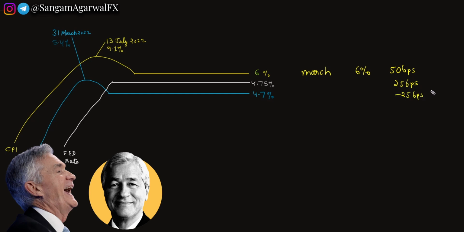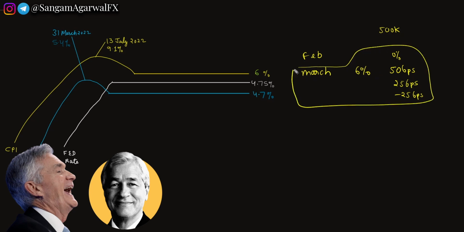rate cut, while in the Feb FOMC meeting, just before that 500k NFP, the same market was expecting 0% rate hike, that means rate pause. And that market pricing for the March FOMC decision from 0% to 50, that was a big change, and from 50 to a 25 basis point rate cut, that was also a big change.